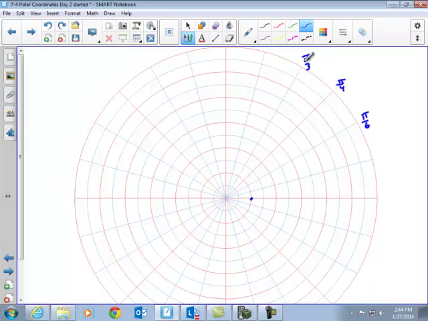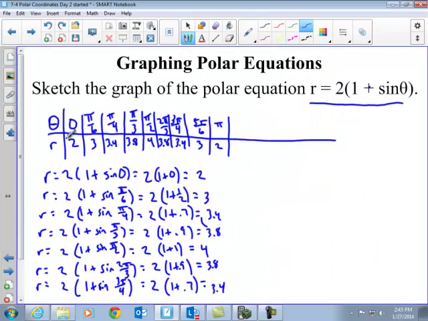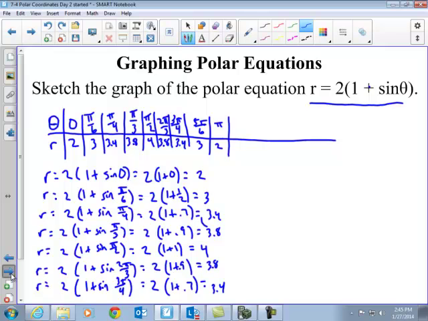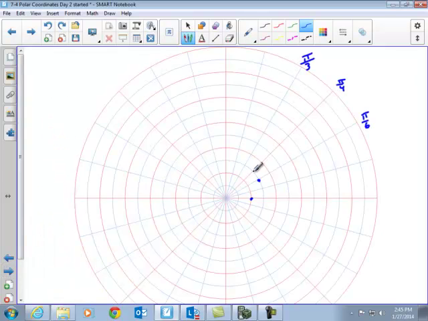Now I'm not going to label all the way around there, but that gives us a starting point. At pi over 6, if you look at your chart, the R value was 3. So I go out to pi over 6, and my R value is 3: 1, 2, 3. At pi over 4, it's 3.4. Here's 4, so 3.4 would be about right there.